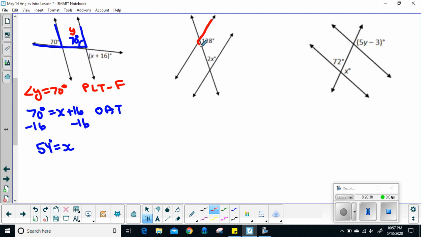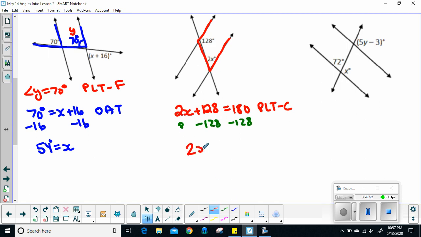Here I've got a nice little C pattern. So I can say that 2x plus 128 equals 180 because of the parallel line theorem C pattern. Finish solving. So let's see. What do I gotta do? I've got to minus 128 from both sides. So that leaves me with 2x equals 52. Divide both sides by 2. X equals 26 degrees. It's very satisfying. I find this stuff very satisfying.